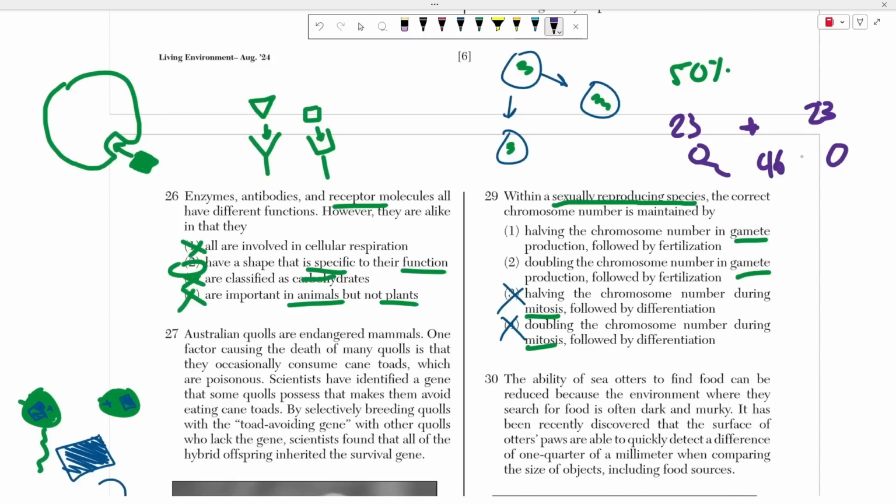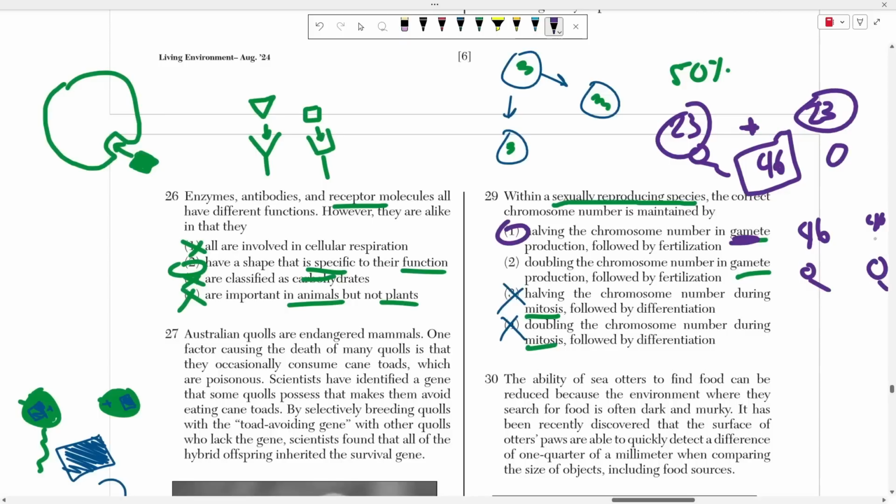So which choice represents that? Well, it's going to be choice 1. It halves the chromosome numbers in gametes. So the gametes aren't going to have 46 chromosomes, they're going to have 23 chromosomes. And then fertilization is going to combine these two halves to form the normal amount of chromosomes that you need. Doubling the chromosomes in gamete production is going to make you have 46 chromosomes in the sperm and 46 chromosomes in the egg, which means that your offspring is born with 92 chromosomes, which is way too much. That's not a normal human, right?